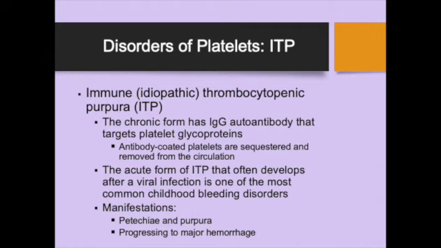Now, ITP in the acute form, this can also occur if there is a drug allergy, if someone has an autoimmune disease like lupus, and what we're looking for is a resolution by resolving the infection or removing the drug that caused the ITP in the first place. With chronic ITP, this is more commonly found in adults and more prevalent in women between 20 and 40 years old, but it can be found in all ages as well.